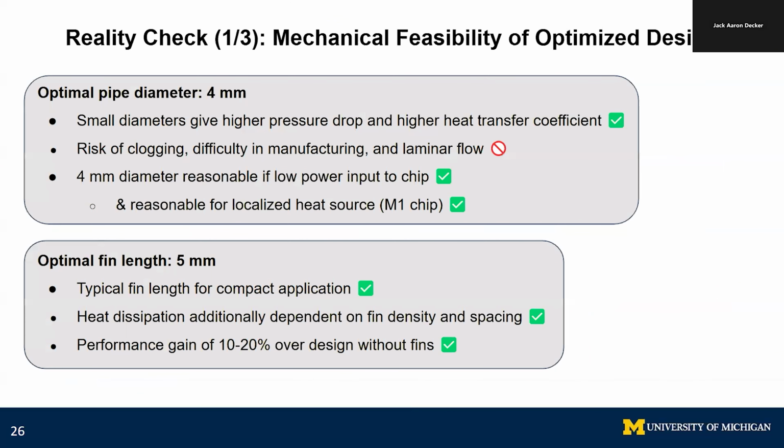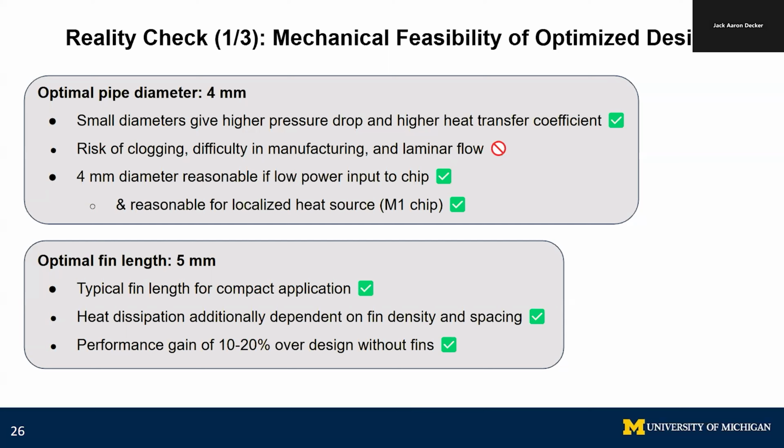Now we'll get into the results. We first wanted to do a reality check on the results from a mechanical standpoint. A small pipe diameter increases both the pressure drop and heat transfer coefficient, but in practice it can cause clogging, require custom manufacturing, and could result in laminar flow, which is less effective for heat transfer. But this trade-off is still reasonable given the low power input to the chip.